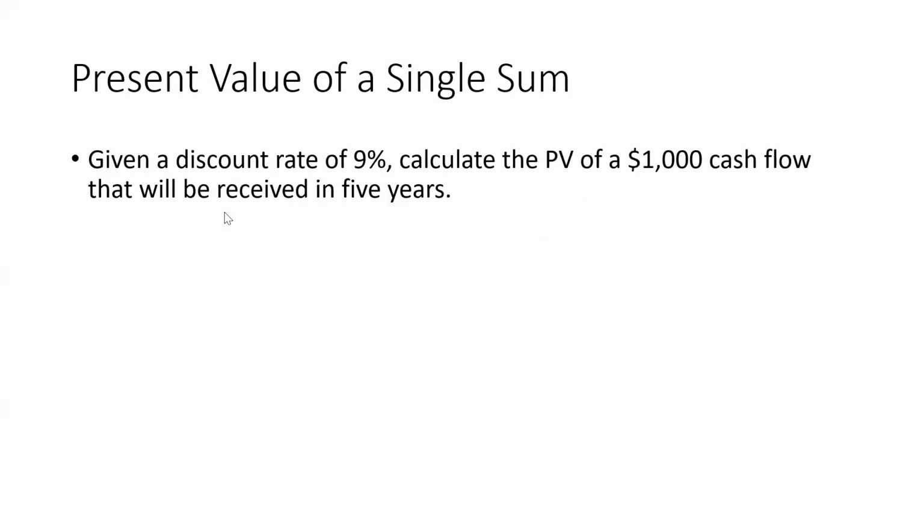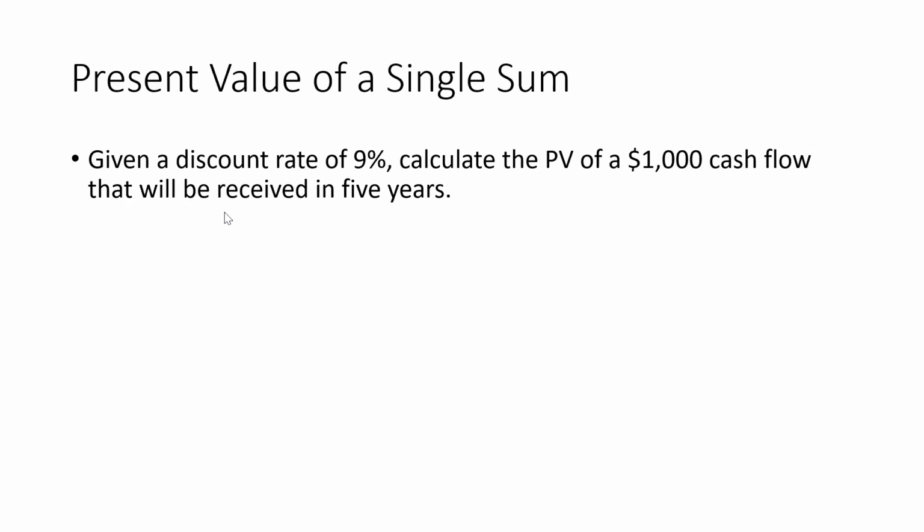Okay, next slide. Again, present value of a single sum. Here we're going to be given a discount rate of 9%. So 9% is going to be our interest, the interest button. The future value is going to be $1,000. And then N is going to be 5 years.